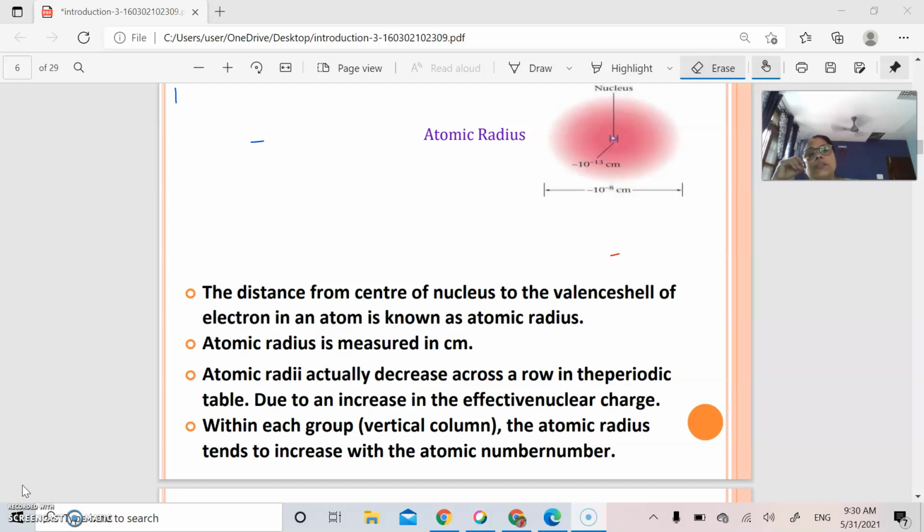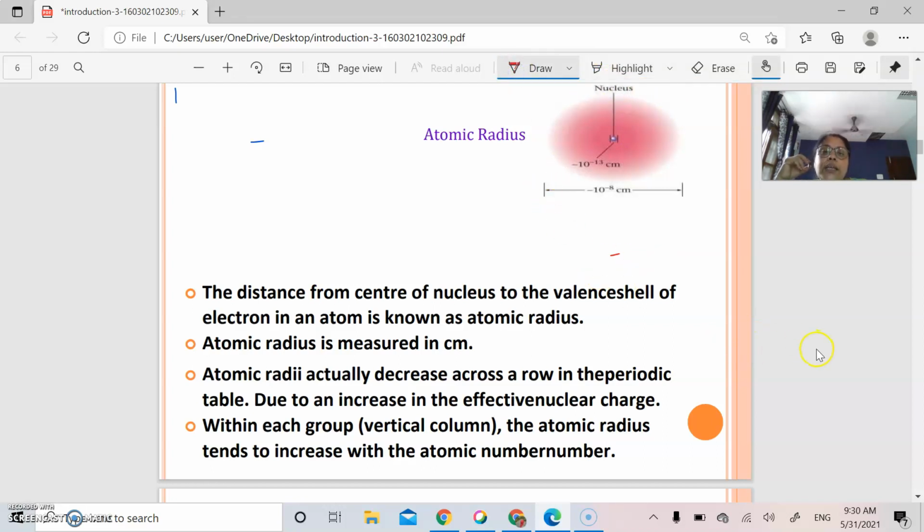Now, according to the general trend of a periodic table, we know that the atomic radii or the size decreases from left to right in a period, but it increases from top to bottom in a group. Now, if we go for the radius definition, that means what we mean by an atomic radius, then simply we can say that it is the distance of the outermost electron from the center.